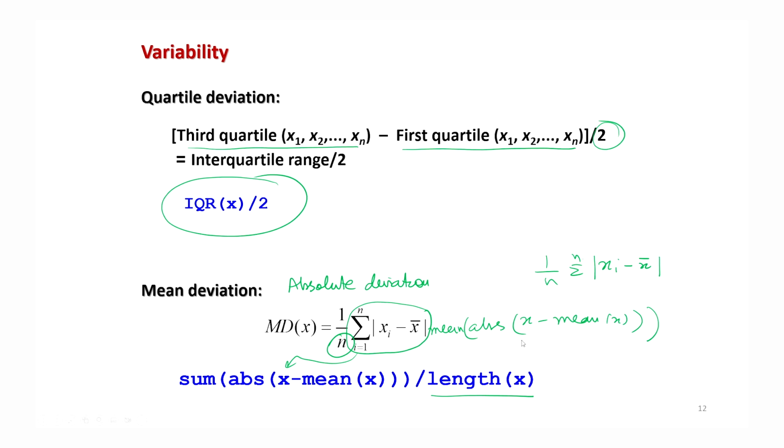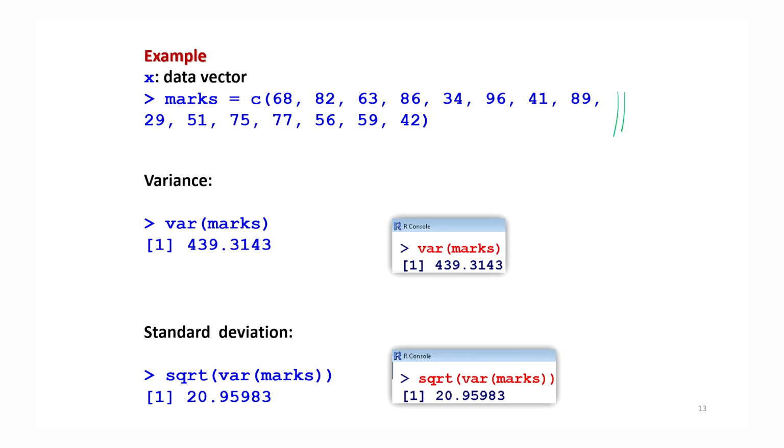So this mean deviation will give you the least value when it is measured around the median, whereas variance gives you the least value when it is measured around the arithmetic mean, right? Now let me try to show you these things over a data set here like this.